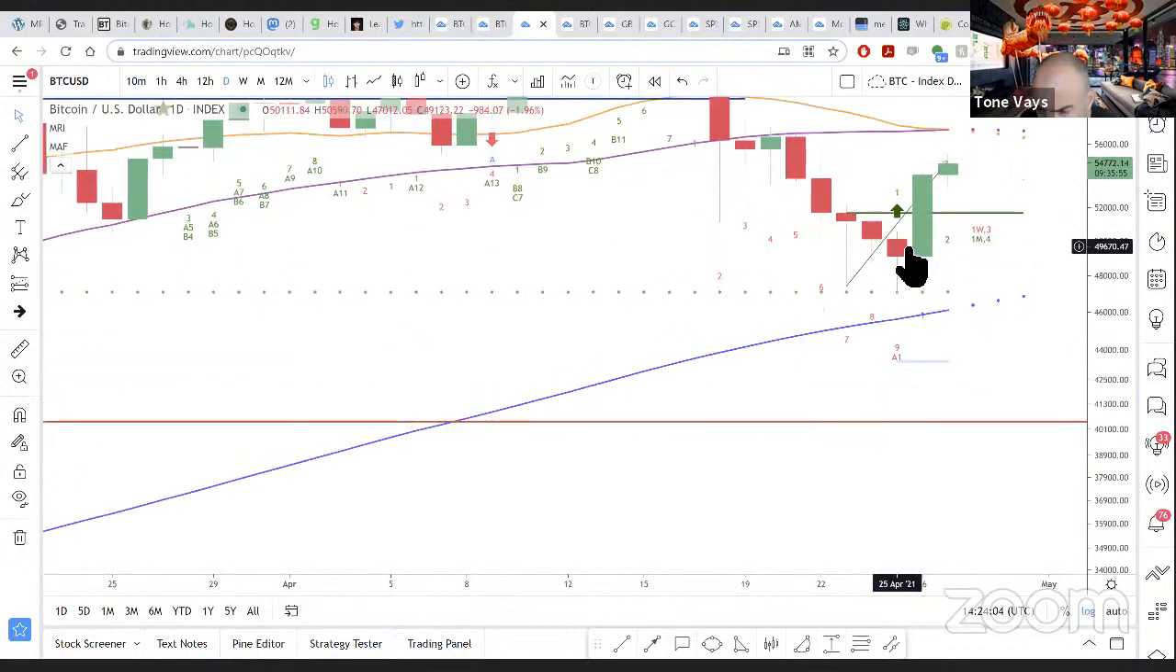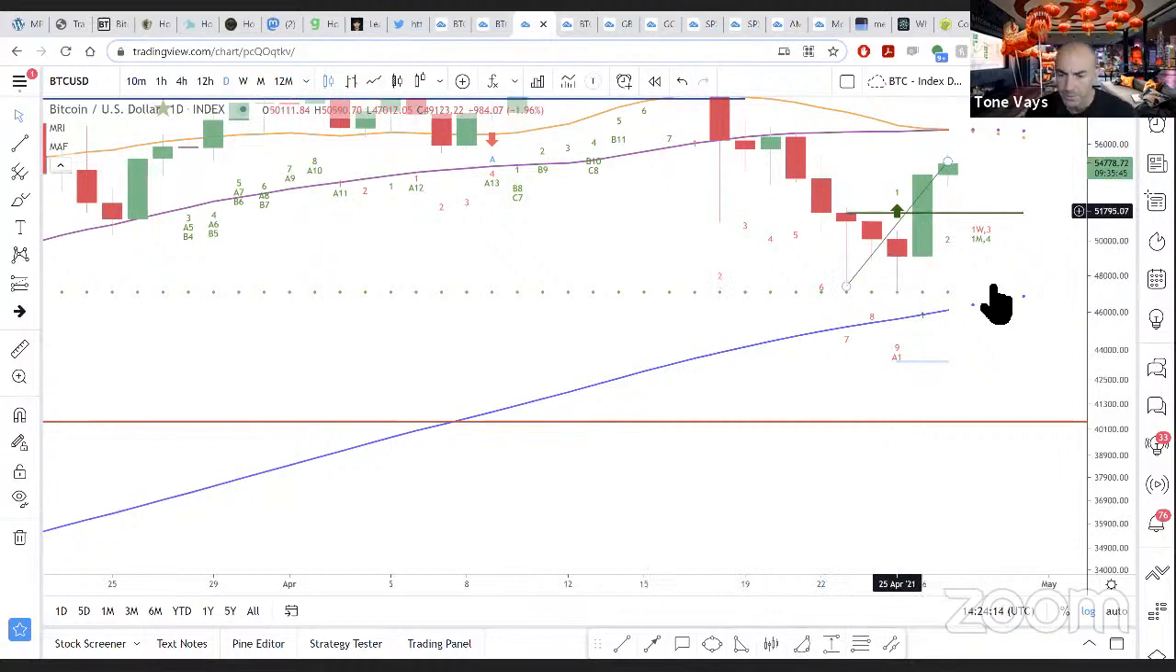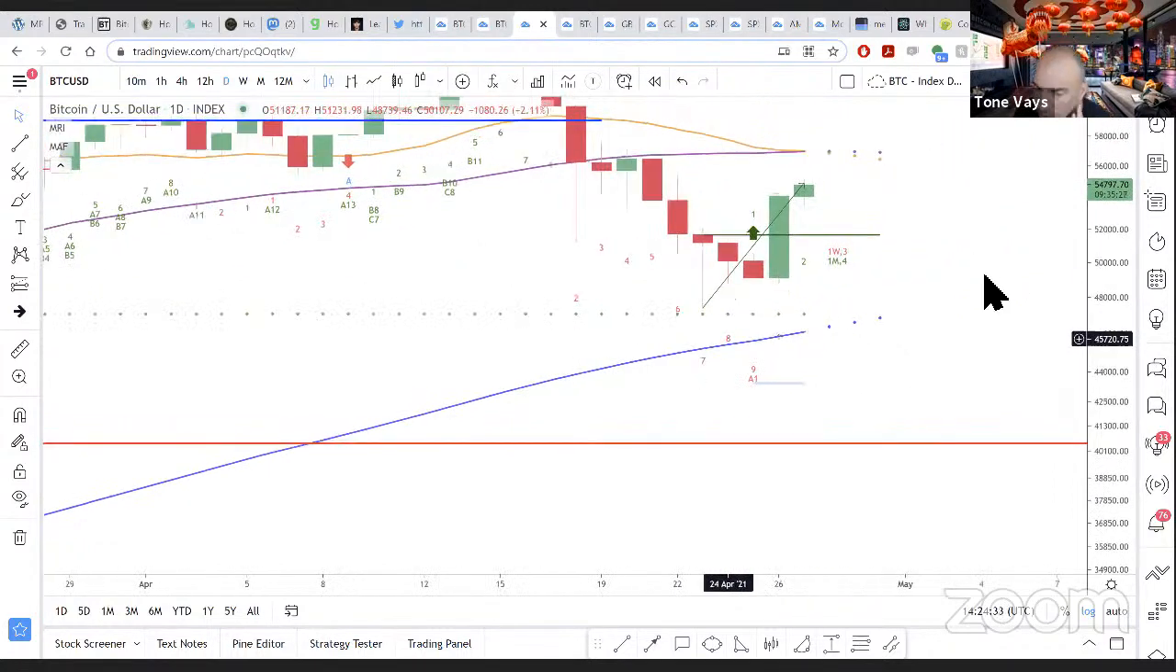This is a beautiful MRI reversal. I should move this to the front. Visual order, bring to front. So there it is. Perfect MRI buy. Now, I, of course, drew this green arrow before the MRI buy showed up, thinking that this was going to be the low. That low was briefly breached. How you handled that trade would have been tricky, but doable.